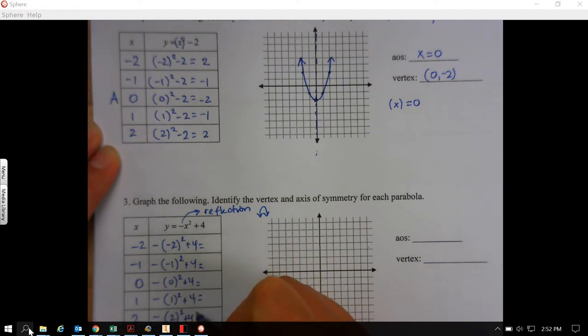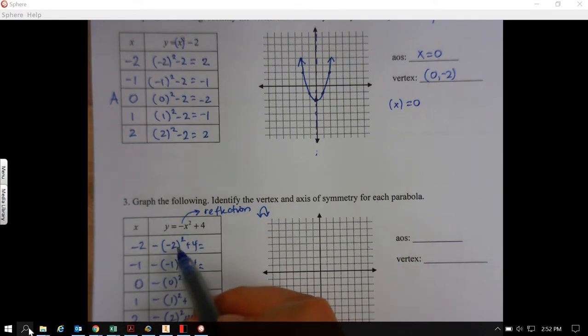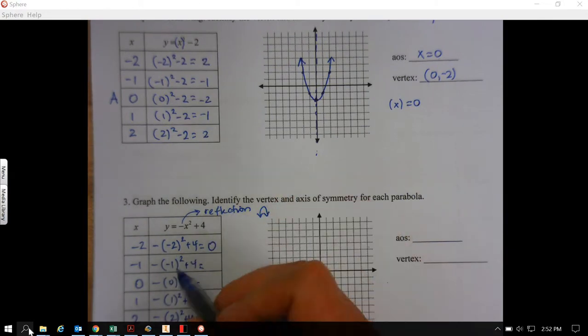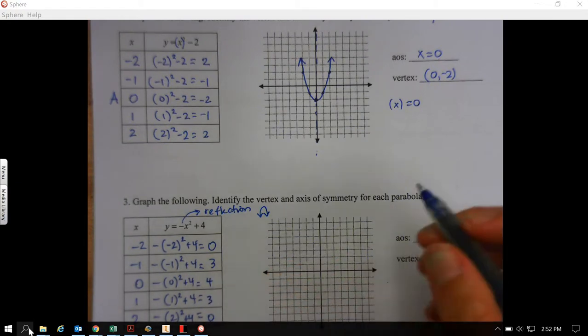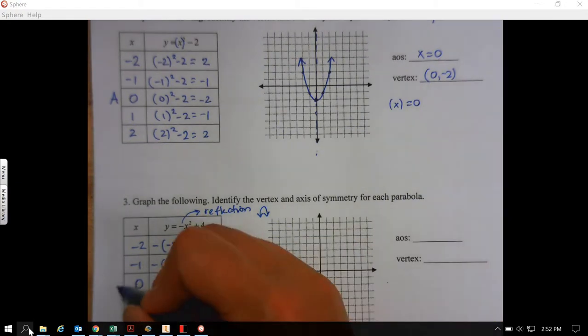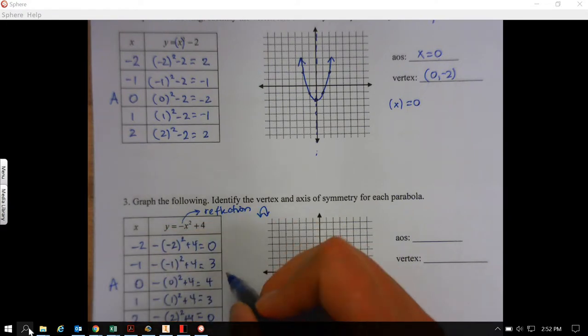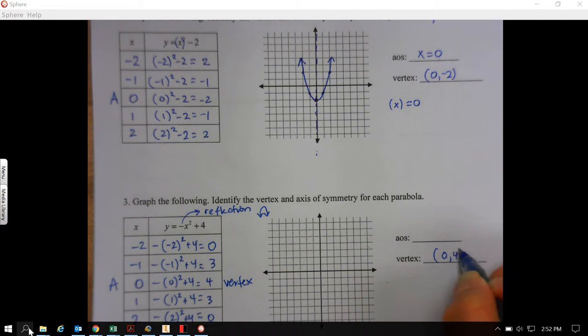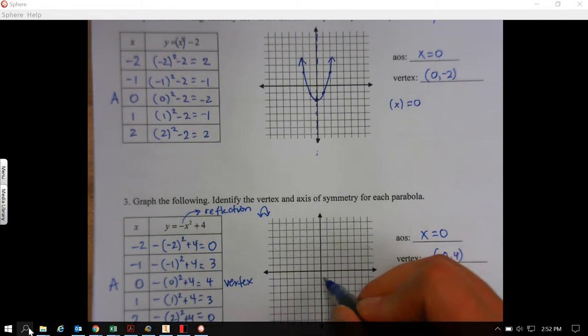And then we're going to evaluate. So when I take the -2 and square it, I get 4. It makes it into a -4, which gives me a 0. I have a -1 squared, which is 1. Apply the negative. I get -1 plus the 4 gives me a 3. I have a positive 4 here. I have a 3, and I have a 0. So again, my vertex, the argument was 0. This is the vertex again. We list it. Our x equals 0 is our axis of symmetry, and we plot those points.